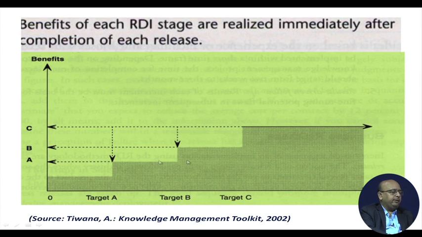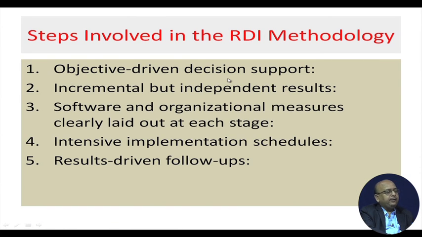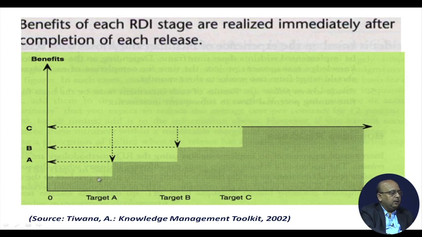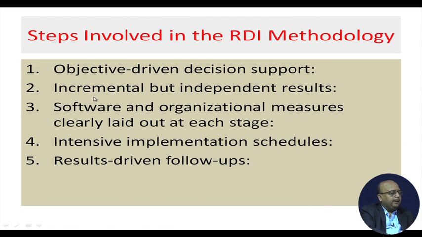Now, if you look at this figure, and look at the characteristics, objective driven decision support. It means at this stage you have certain objectives in terms of the kind of benefits that you are going to get, you have implemented the system, and then you are going to see whether you are going to achieve it or not, right. Similarly, though it is incremental, you are looking for independent results.